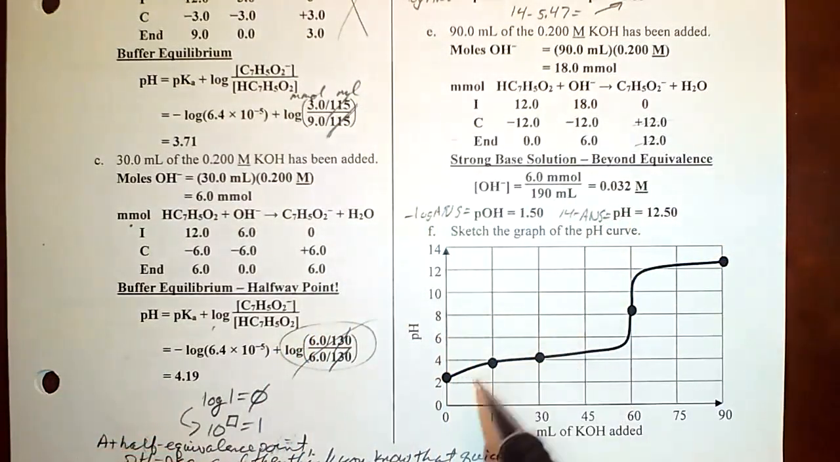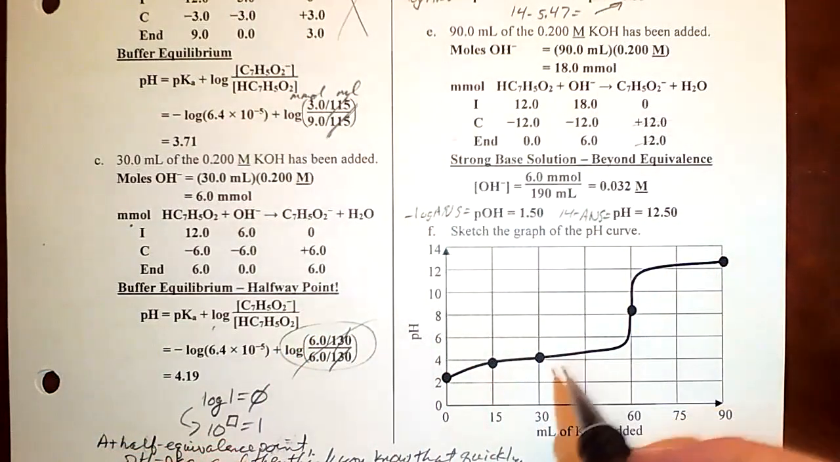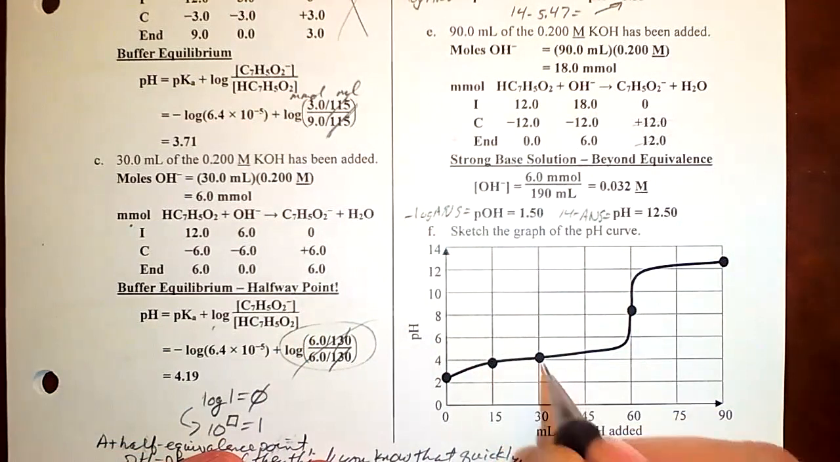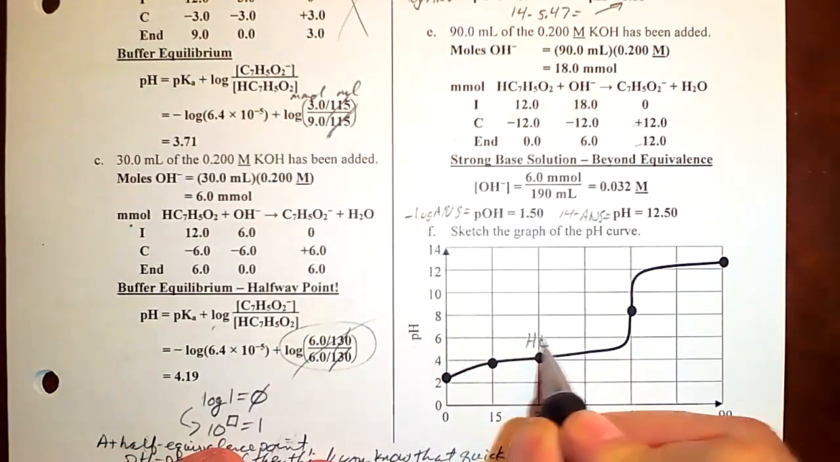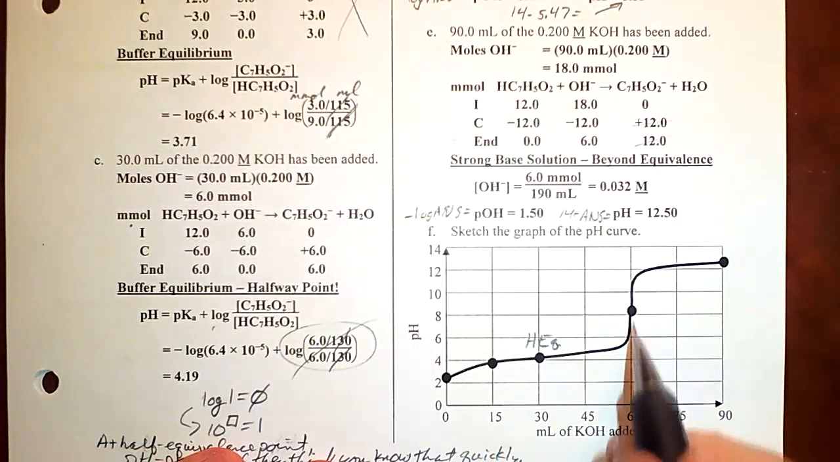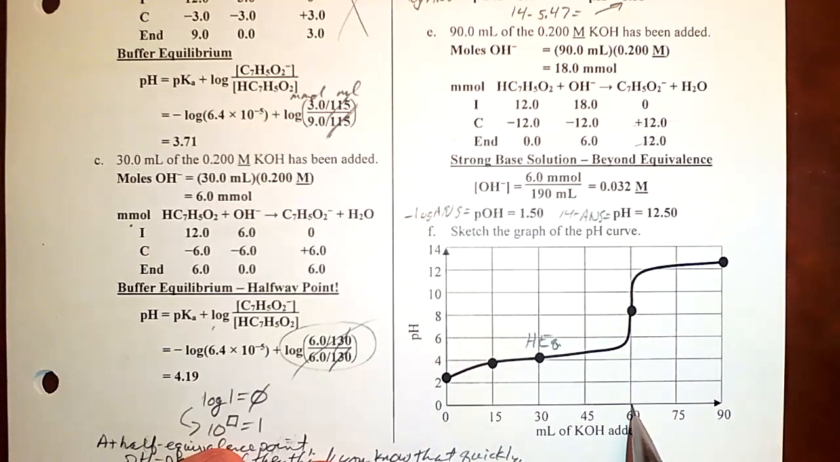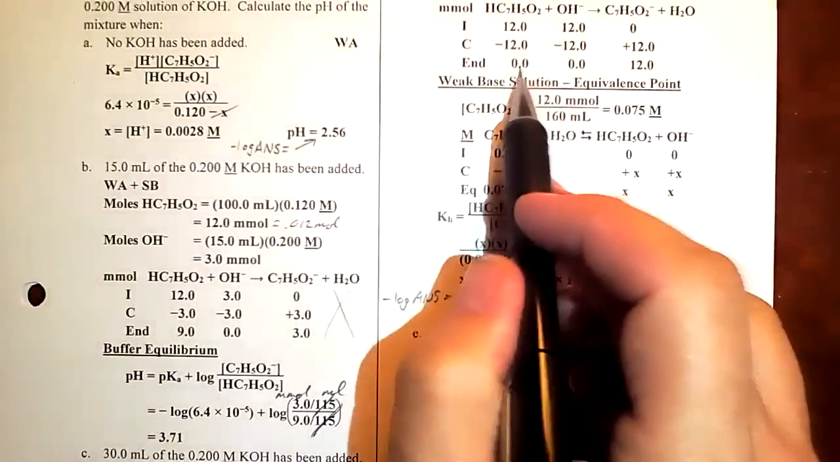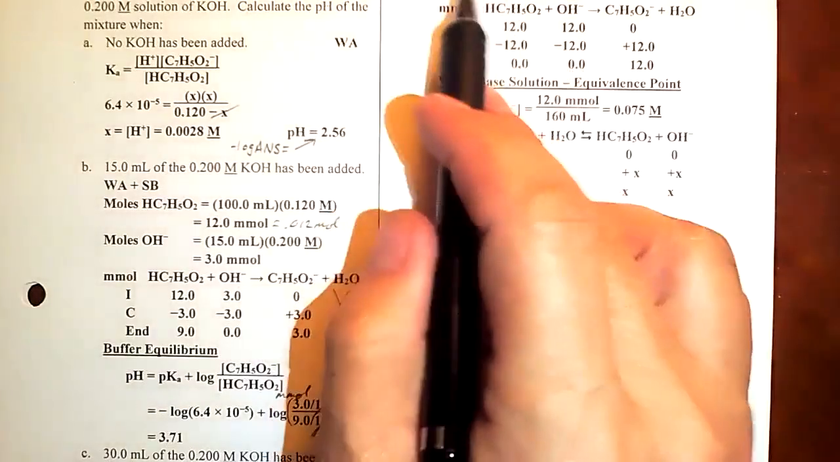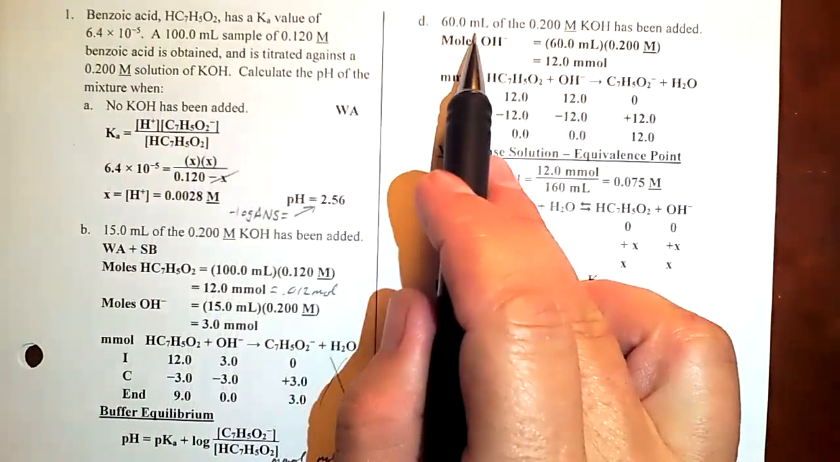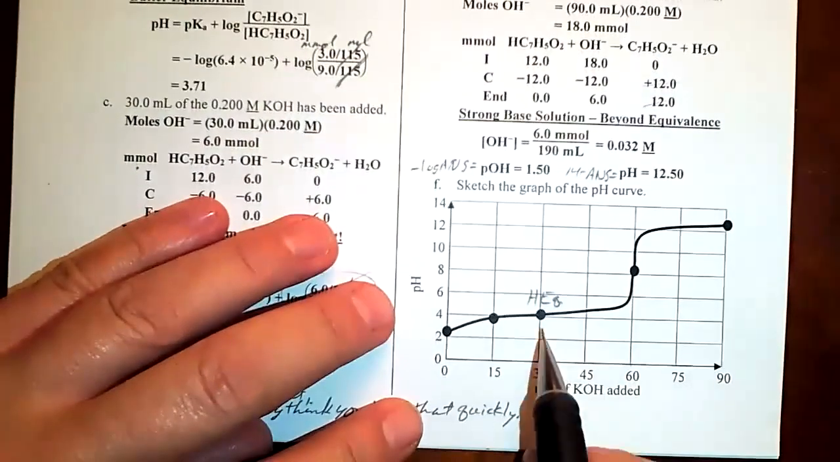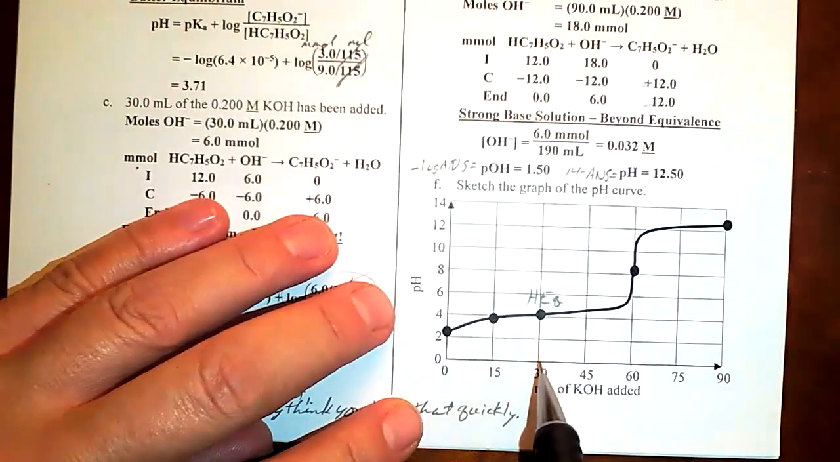Now, if we sketch our previous 5 answers, we get dot, dot, dot, dot. This was the half equivalence point, right? This must be the equivalence point, because this is where the pH hits effectively 7, right? So 60 milliliters, and we look, they both ran out together. That was the equivalence point at 60 milliliters of base used. So this must be the half equivalence point at 30 milliliters used.